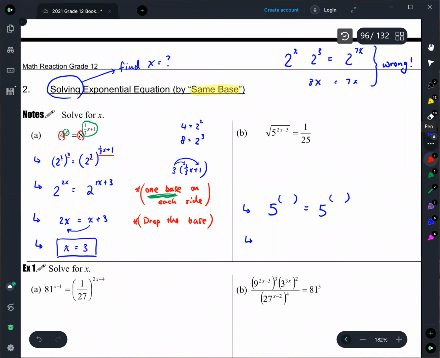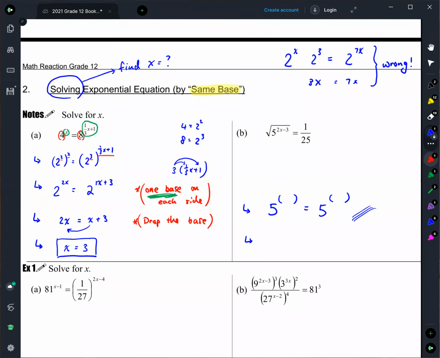All right, so once you get to this step, same base on each side, please raise your hand or check your exponents. Okay. So the left side has a square root. So think about the law that we reviewed. What's the law for having a square root? How do we turn that into an exponent? And then on the right side, we have a fraction, right? 1 over 25. How do we turn it into an exponent?